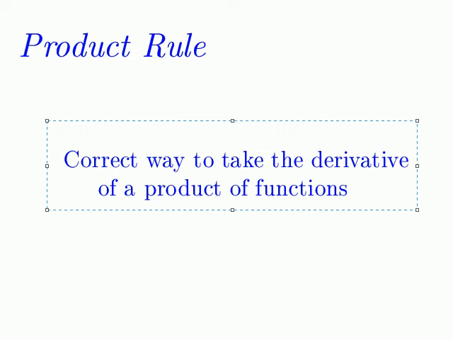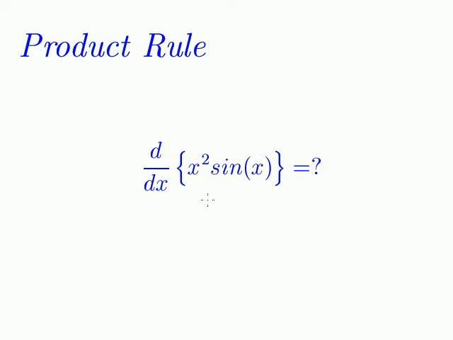The product rule tells us the correct way to take the derivative of a product of functions. So let's suppose we want to take the derivative of the following. We have x squared times the sine of x. Now we know how to take the derivative of x squared by itself and of sine of x by itself, but there's nothing that we've learned so far that tells us how to take the derivative of the product.